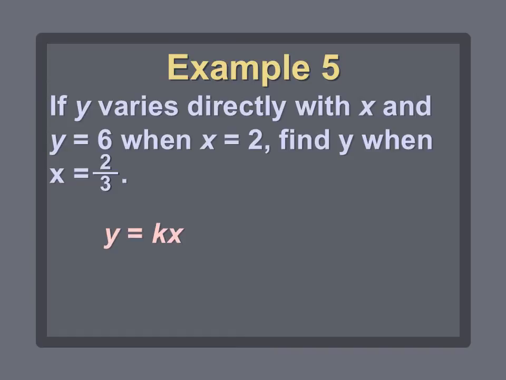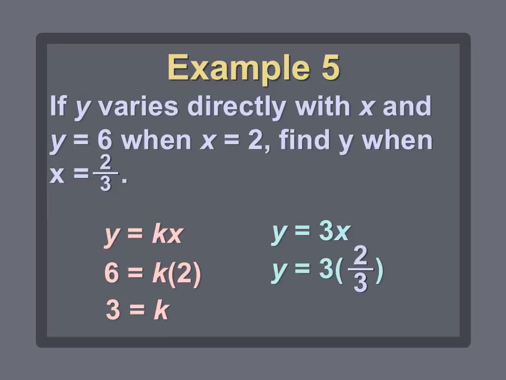So we're going to use our handy-dandy y equals k times x to find k. And y is 6 when x is 2, so we'll say 6 is equal to k times 2, which means that k is equal to 3. Now we can use k equals 3 to write our equation. Y is equal to 3 times x. And now that we know what our equation is, we can find y when x is 2/3 by substituting 2/3 for x. And now we have y is equal to 3 times 2/3, which means y is equal to 2.